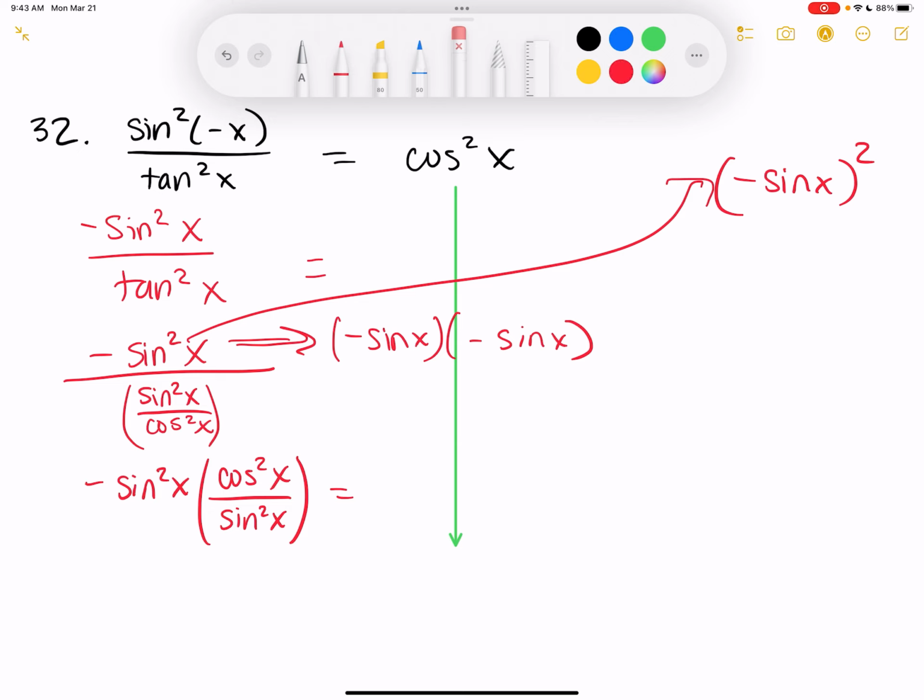So then down here, that sign is gone. Sorry, I had forgotten to mention that. So then sine squared is canceled and leaves you with cosine squared of x equals cosine squared of x. We have a winner. Oh, that's weird.